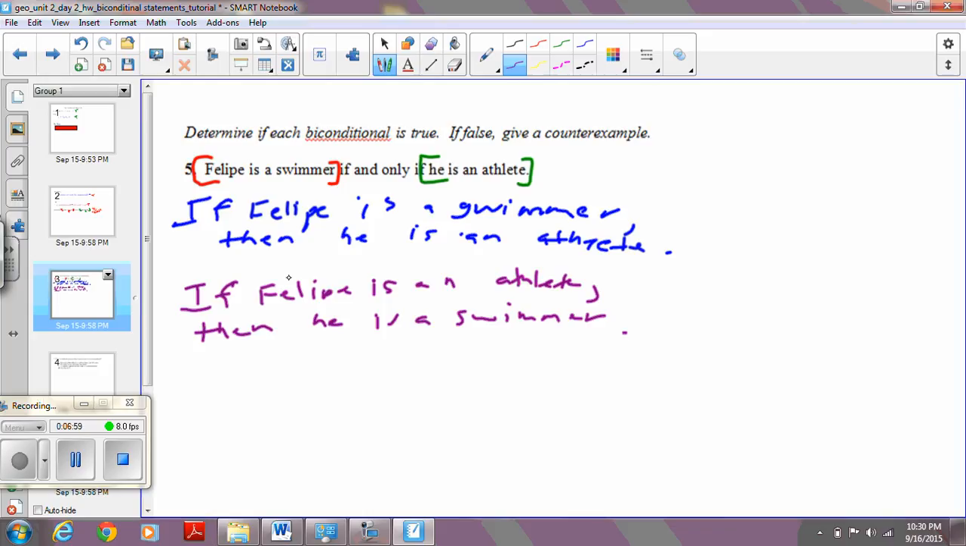Now let's determine the validity of both the conditional and the converse. So the conditional: if Felipe is a swimmer, then he is an athlete. I agree. Swimmers are athletes. So that is true.